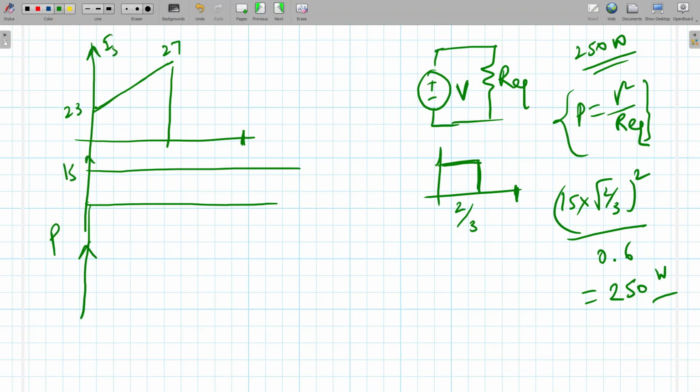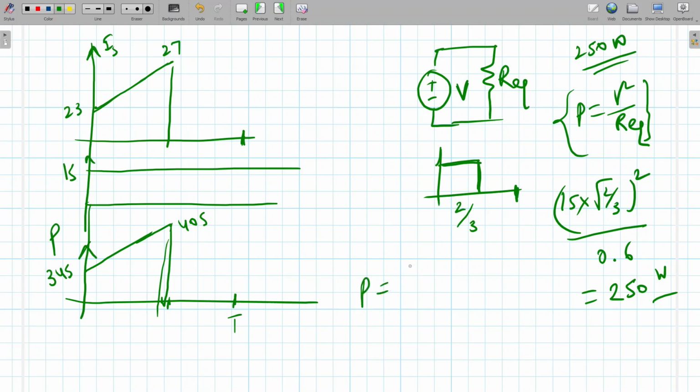This is the source current. So in power we can see some minimum and maximum value will come. This is how much? 15 into 23. Can anyone tell how much? This will be, I think, 345. And the maximum will be 405. Okay, and this is the total time period. So P is equal to how? 1 by T into integral of VI dt. So we can say that it is 1 by T into area.